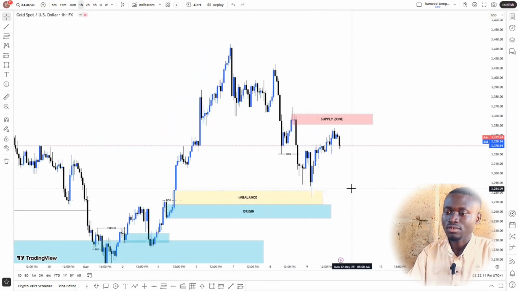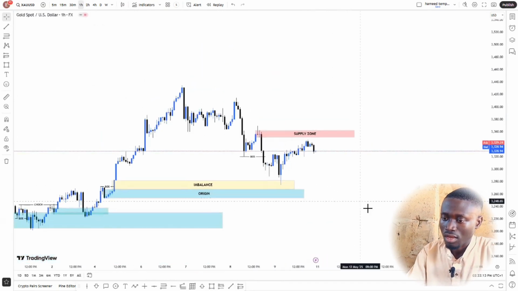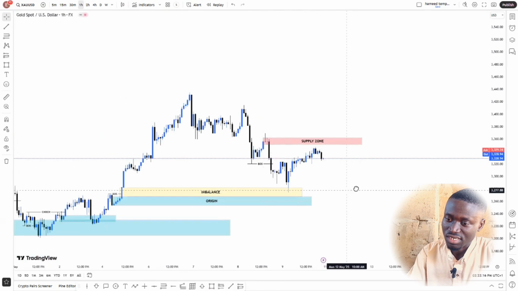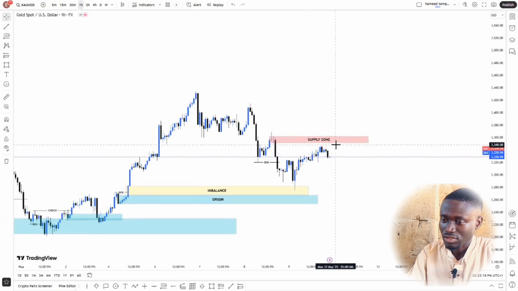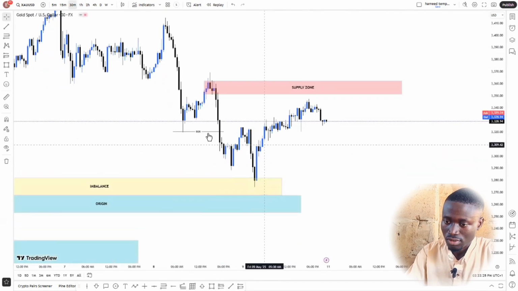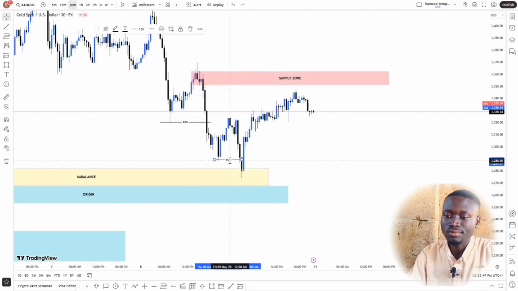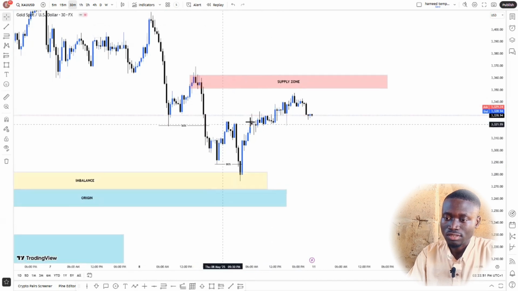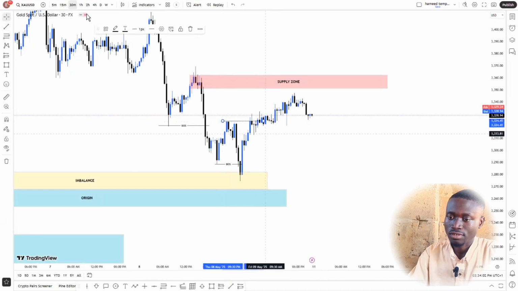Every supply zone here. So what am I expecting here? I'm expecting this supply zone to hold to bring this market to the downside again. So okay, on 30 minutes, this is the break of structure for the last break of structure here, and this is the change of character. This is change of character.